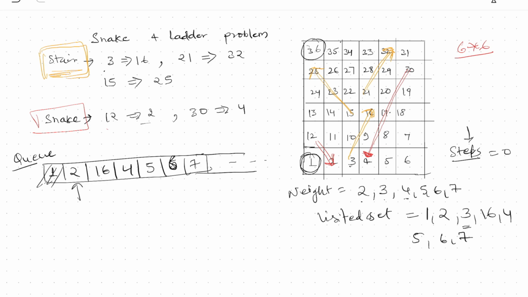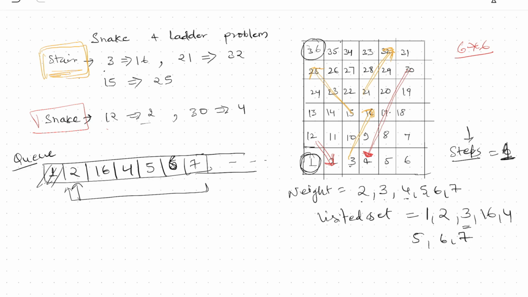Now my head is here, and first of all I have already diced once, so my step will become 1 over here. Till this point, this is the first step. I will check each and every neighbor, and I will put all of them into a queue. That will be my second step.